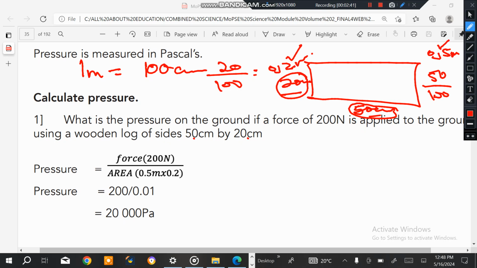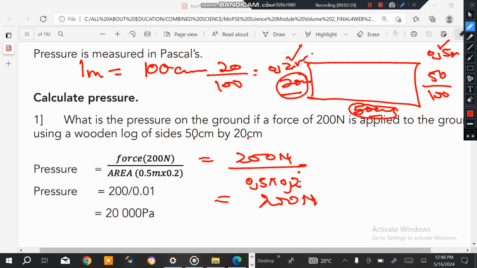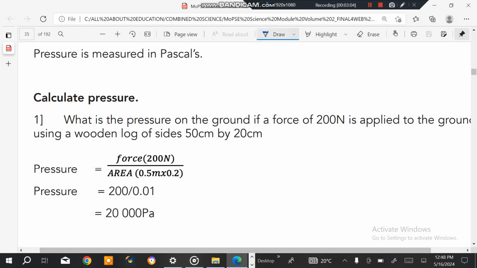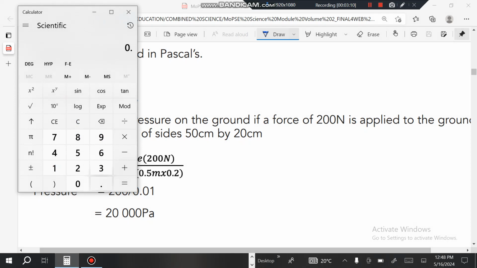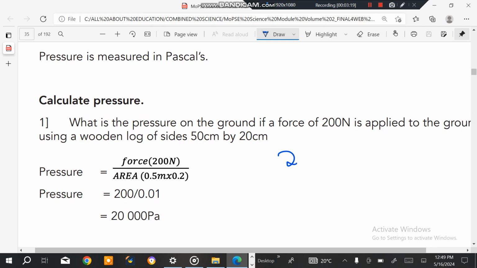So your force is 200 Newton, as you can see there, all over 0.5 times 0.2. Let me just show you the calculation. All right, let me use my calculator here. So I said it's 0.5 times 0.2. You are going to get 0.1. So it must be 200 Newton all over 0.1.